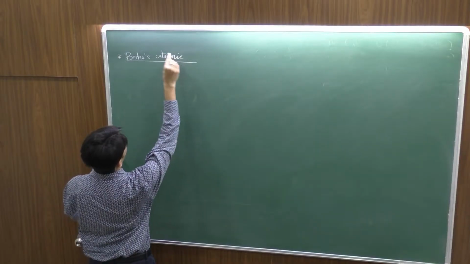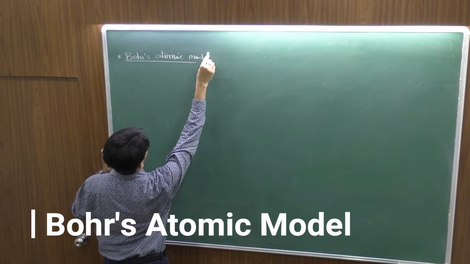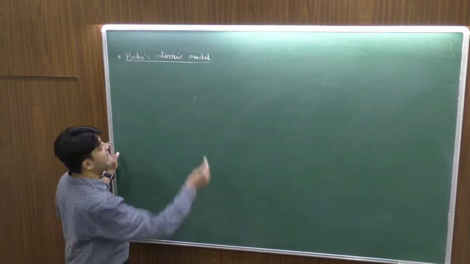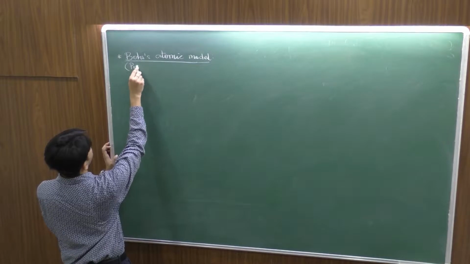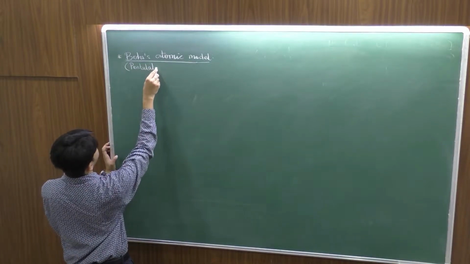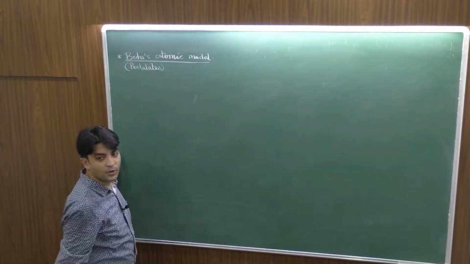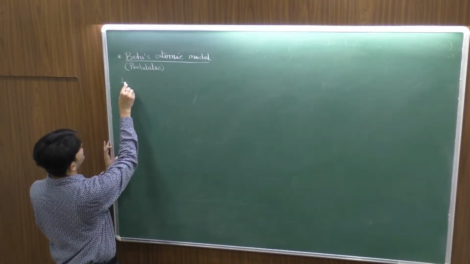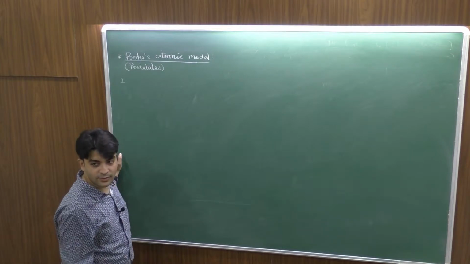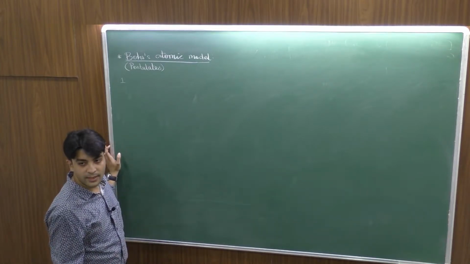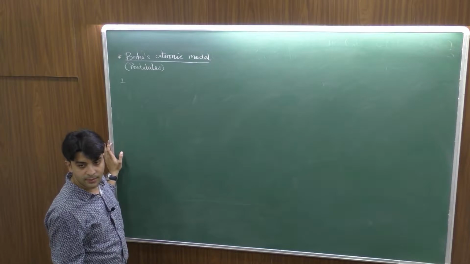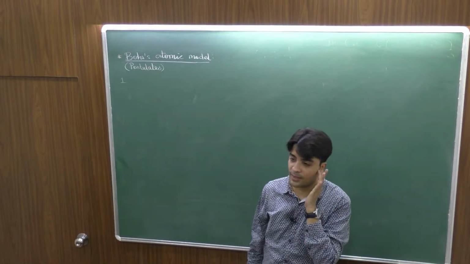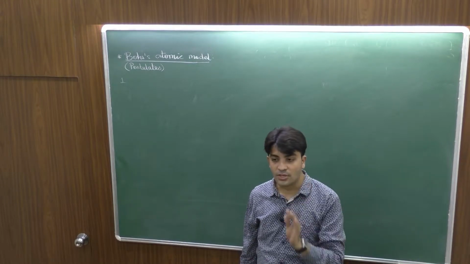We start with Bohr's atomic model. First of all, he gave some important points to the theory, and the important points of any theory are called its postulates. So we are going to discuss the postulates of Bohr's atomic model. The very first postulate was, he stated that the electrons in an atom revolve in a fixed circular path, meaning the energy of the electron while revolving in that circular path is always constant.